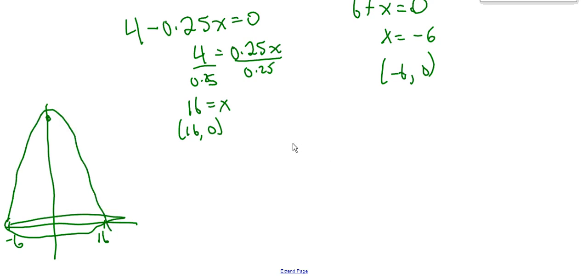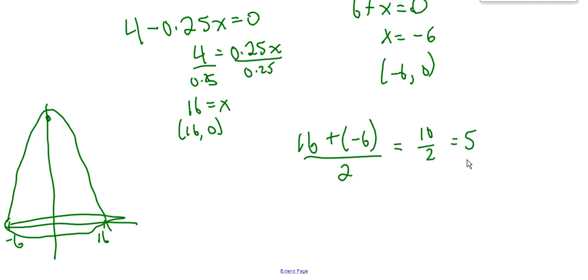So let's figure out what halfway between, or the midpoint, of 16 and negative 6 is. So we add them together and divide by 2. You're basically finding the average. So that's 10 over 2, so that's 5. So now I know that my vertex is at 5 comma something. So the x-coordinate of my vertex is that midpoint, which is 5.